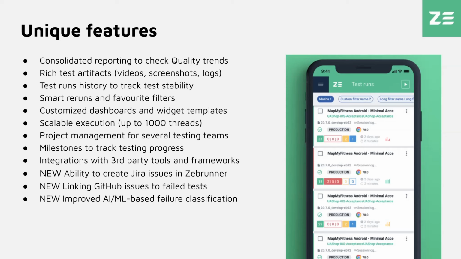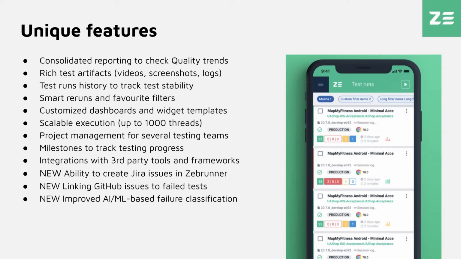Zebrunner allows to analyze tests with rich artifacts. Zebrunner supports showing the videos, screenshots, logs for each of your tests. Moreover, with Zebrunner, you can track the test stability. You can easily identify the flaky tests due to the test runs history, as it saves up to 10 last executions of this particular test. So you'll always know how this exact test behaved in the past and will be able to make the conclusions.